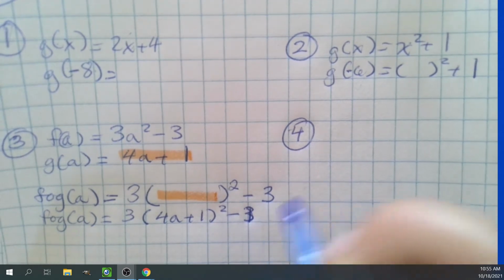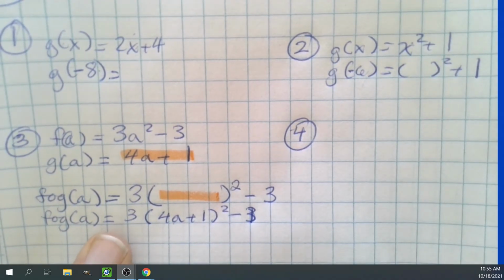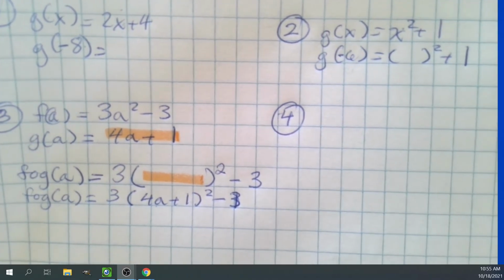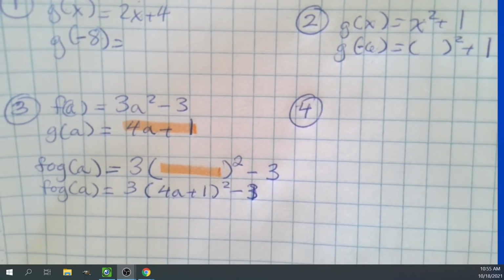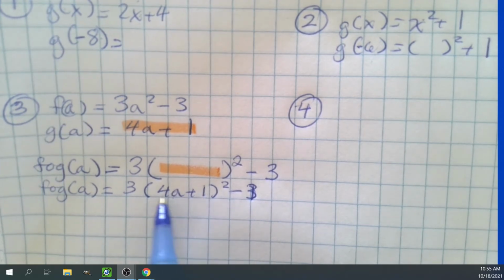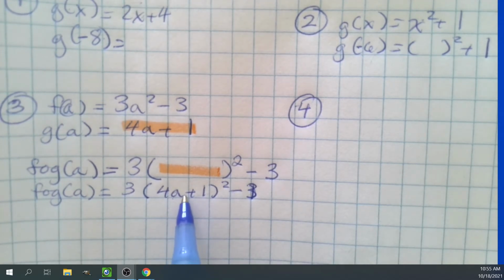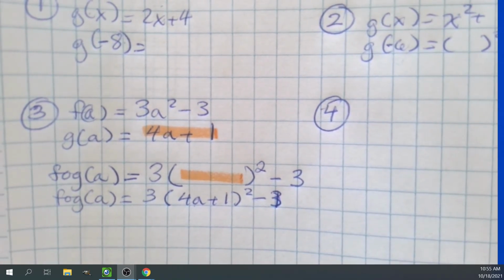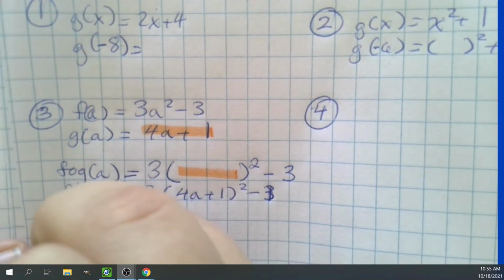Do I distribute or do I do the exponent first? Do the exponent first. Do you guys remember PEMDAS? Parentheses: is there anything I can do inside, can those go together? Those are not like terms, so they can't go together. So then we're going to do the exponent. What does squared mean? Squared is times itself. So I'm going to write this times itself. We're going to have to FOIL this out.